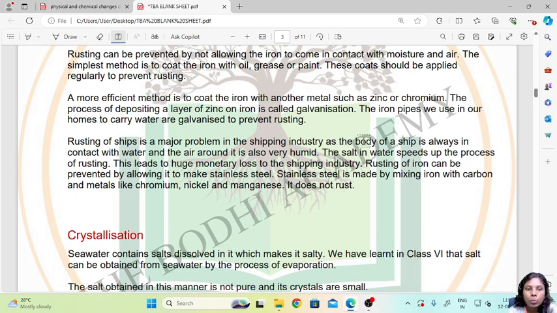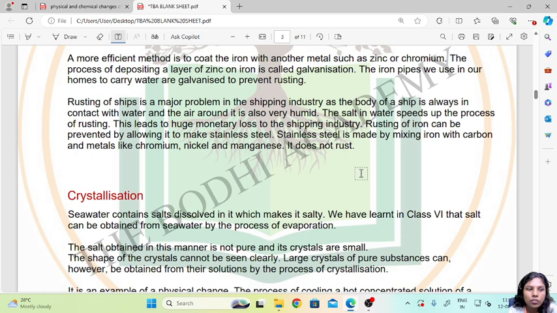The process of depositing a layer of zinc on iron is called galvanization. So, the process in which we put a thin layer of zinc on the iron material is called galvanization. The iron pipes we use in our homes to carry water are galvanized to prevent rusting. Imagine every day we get water supply into our homes. In that case they are preventing this rusting by the process of galvanization, that is coating it with a layer of zinc.